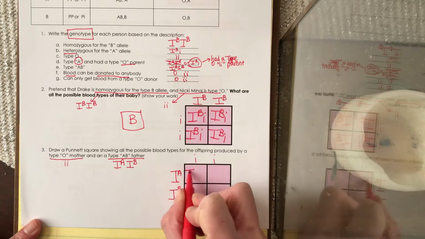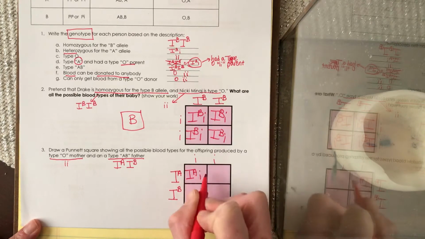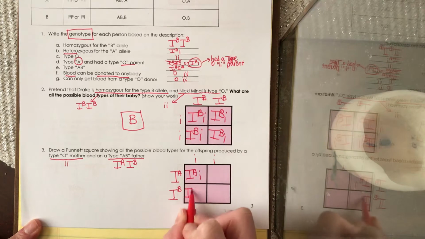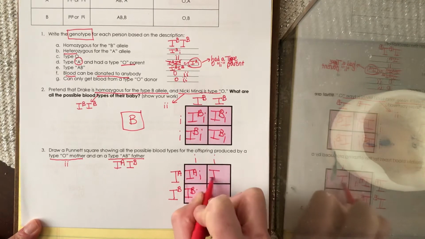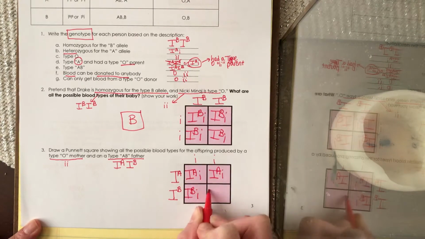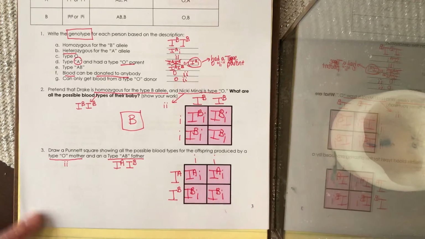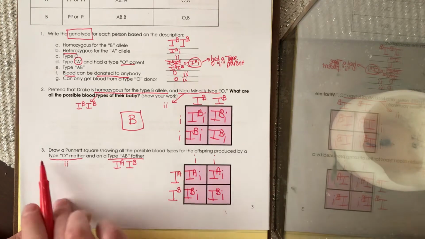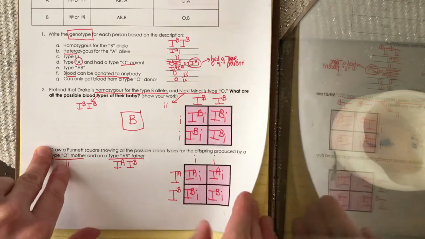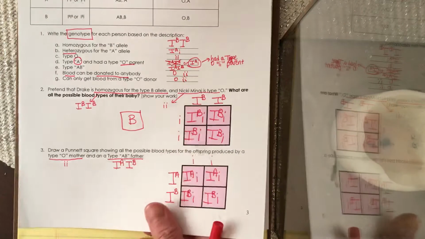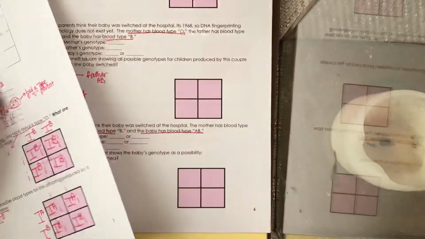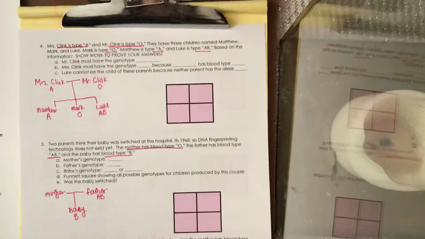So here is the A allele and then the O allele: IB, lowercase i, IA, lowercase i, and IB, lowercase i. It just said to draw a Punnett square, and that is what we did. So now to this one.